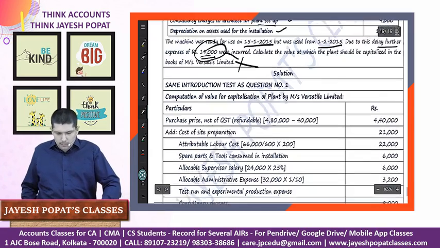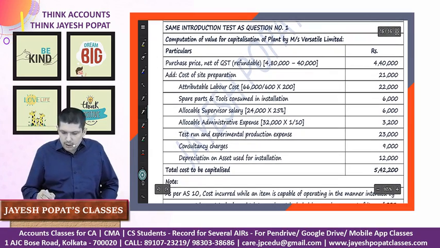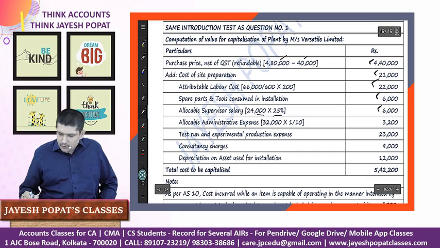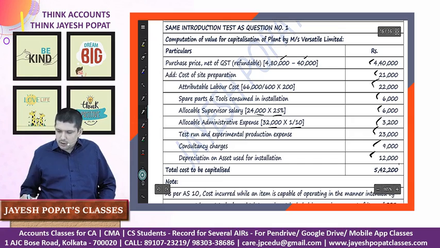So let us look at the computation. Purchase price net of GST 440. Site preparation 2166 divided by 600 into 200. Spare parts allocable supervisor salary 24,000 into 25%. Allocable administrative expense 32,000 into 1/10. Test run and experimental production expenses, consultation charges and depreciation of asset installed for use.